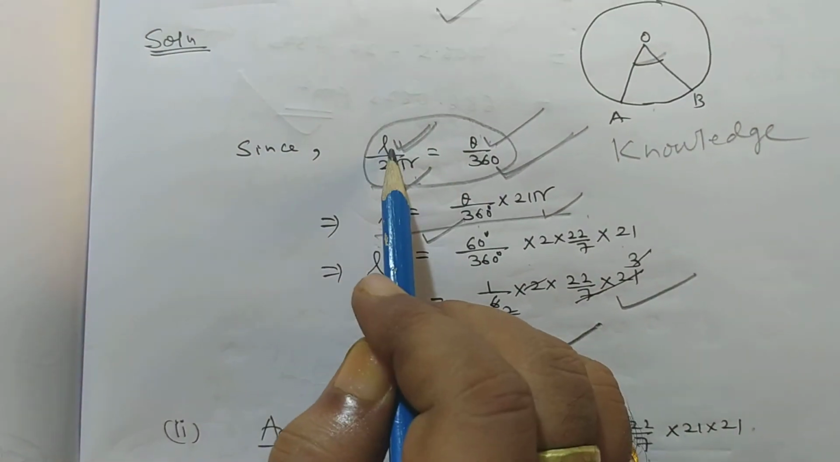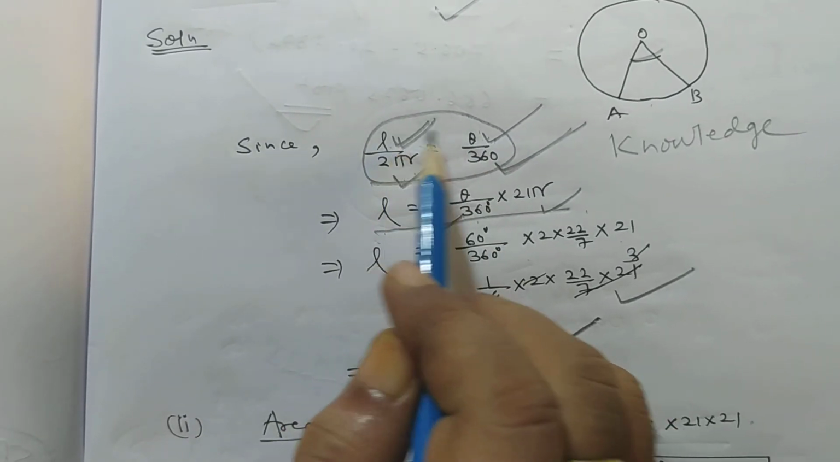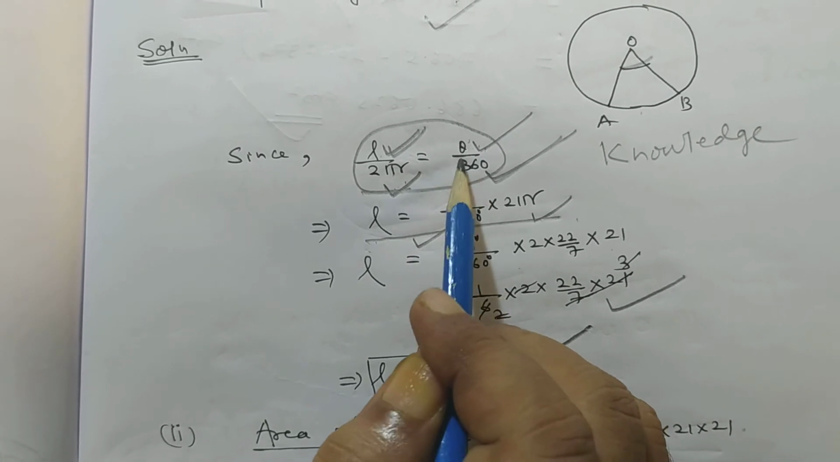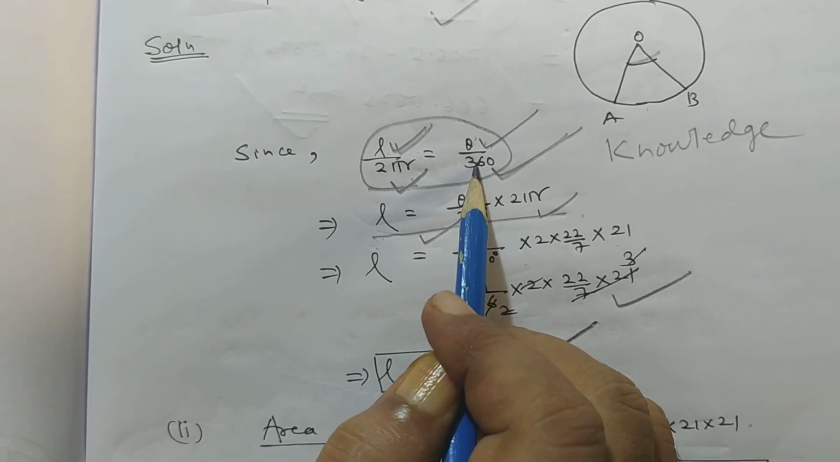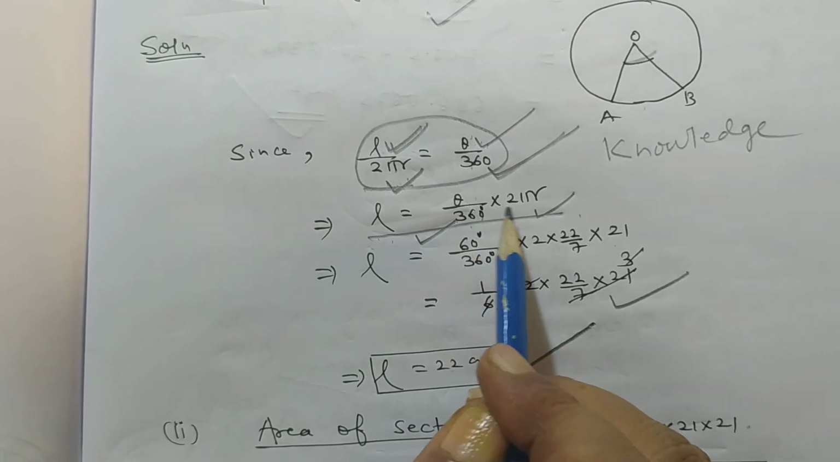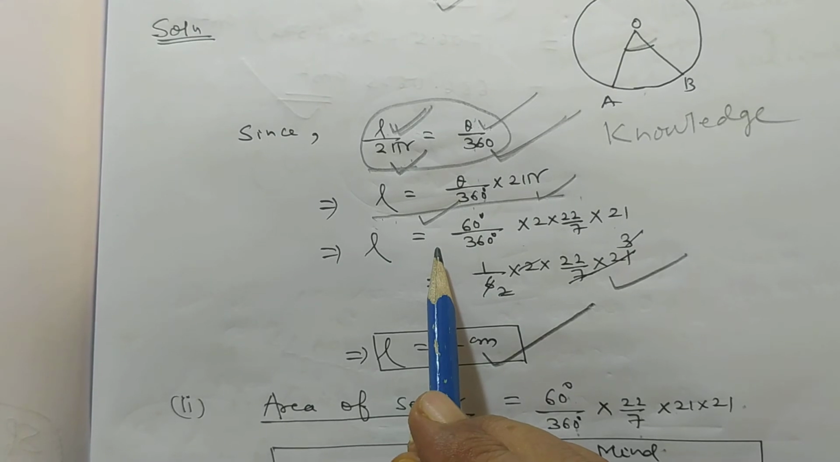360 degree, where L is arc length, 2 pi r is the circumference, and theta is the angle made by the arc length at center, and 2 pi r, that is circumference, makes an angle of 360 degree at the center. So L is equal to theta by 360 degree into 2 pi r. This is a very, very important problem. This is very, very important formula.